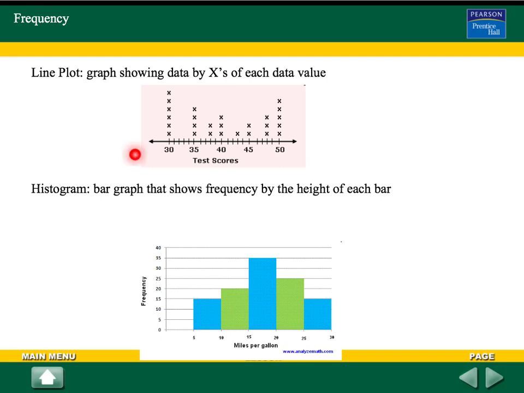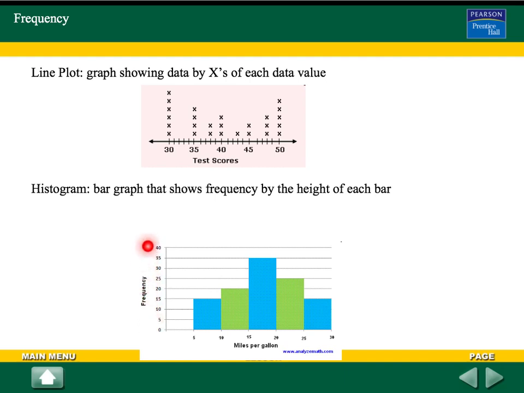A line plot, as it says, is a graph showing data by x's of each data value. If you look at a test, let's say it was out of 50 points, the number of students that got a 50, the number of students that got 30 right out of 50, and obviously in between. Very similar to that is a histogram, also known as basically a bar graph.